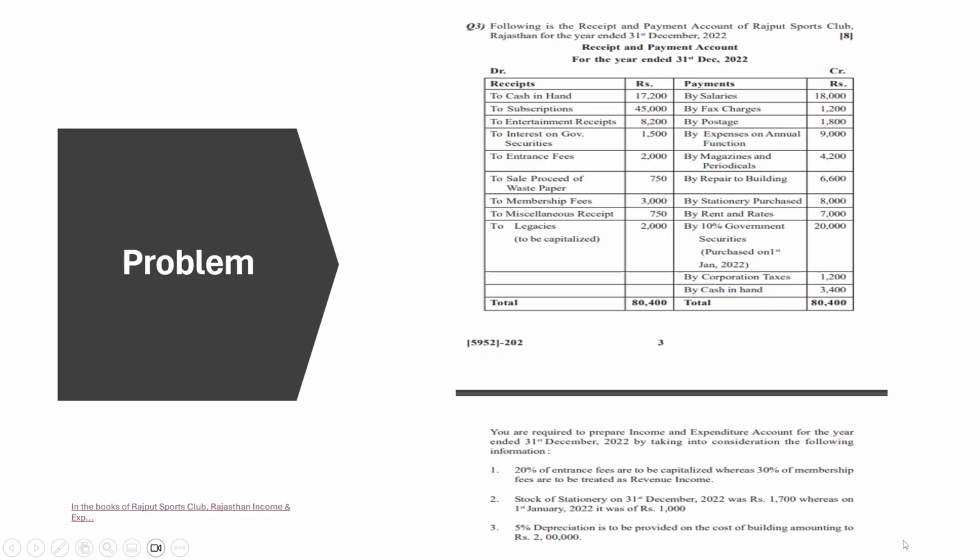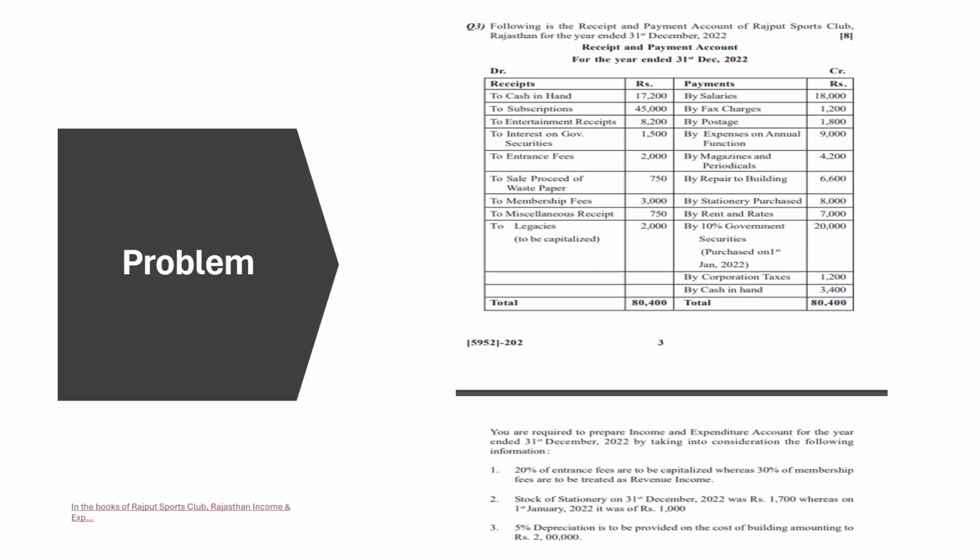Buy 10% government securities. Now, what is a 10% government security? It is an investment, which means it is an asset. During the year we have purchased the 10% government securities, that is, we have purchased the asset. So any expenditure for the purchase of an asset is called what? Capital expenditure.